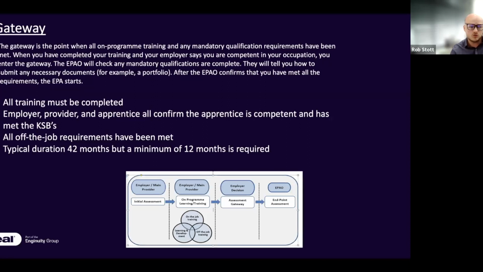To summarise, all training must be completed before a learner can go through Gateway. Employer, provider and apprentice confirm that the apprentice is competent and has met all the knowledge, skills and behaviours. Any off-the-job requirements have been met, and the typical duration in machining is 42 months. However, the minimum has to be 12 months. There's also a nice infographic there showing who's responsible for what at the bottom. So there's initial assessment before the apprentice starts the apprenticeship, then the on-programme training where any mandated qualifications will be done, along with off-the-job training and all the learner development. Then we move into Gateway, and endpoint assessment is the final module there.